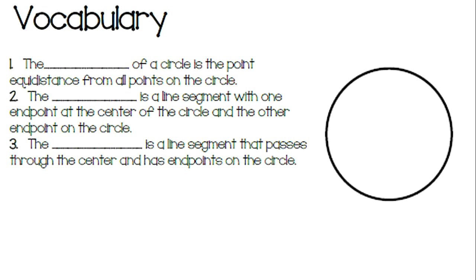Okay, so let's start with some basic vocabulary that you should know about circles. So the center of a circle is the point equidistant from all points on the circle. What that's just trying to say is that the center is the middle point in the circle, and that any line that goes from the center to the edge is going to be the same, and we call that line the radius. So the radius is a line segment with one endpoint at the center of the circle and the other endpoint on the circle.